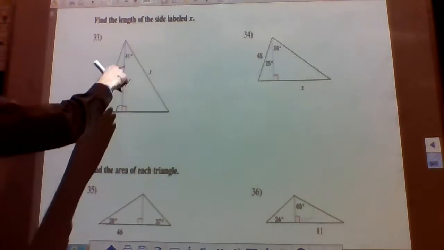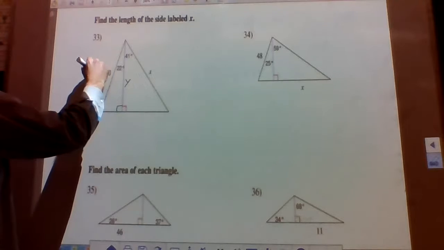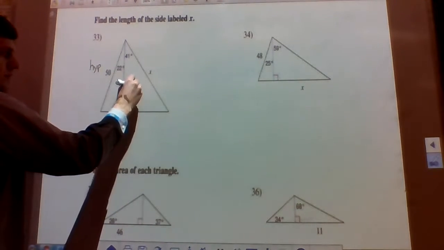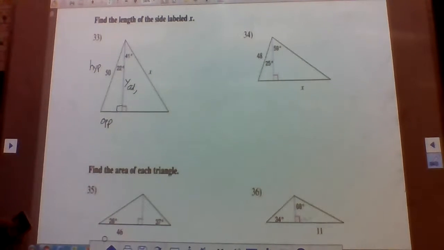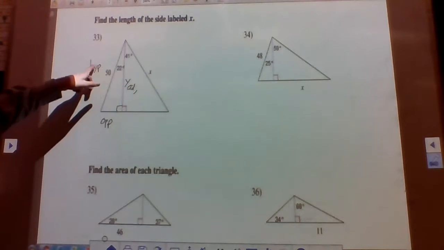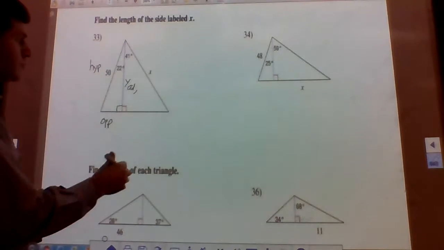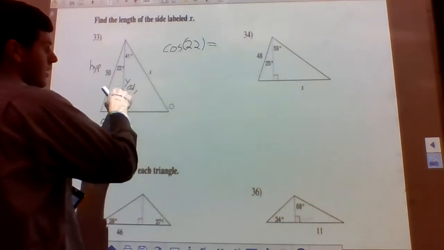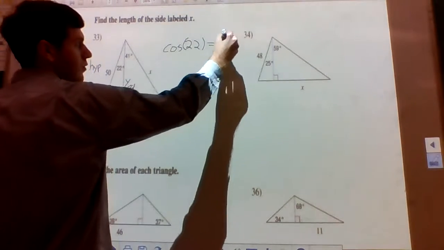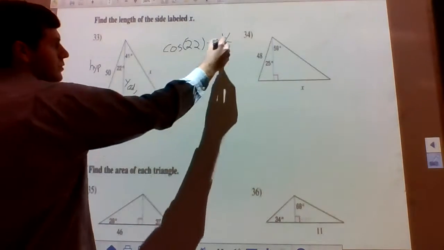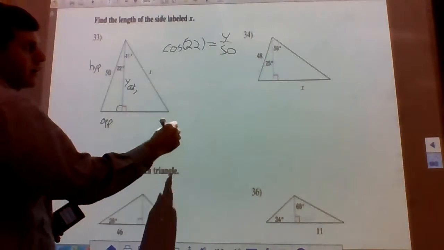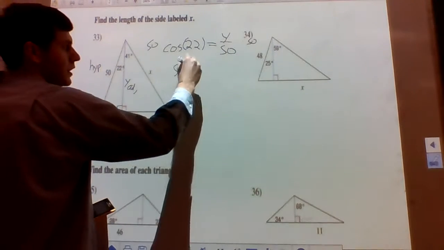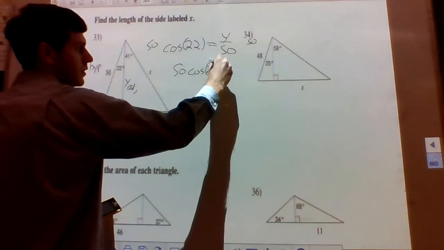If we look at this triangle, here's the hypotenuse. This is the opposite side. And this is the adjacent. So we have information on the adjacent and the hypotenuse. So we're going to use cosine of 22, and that's going to equal adjacent, which is y, over the hypotenuse, which is 50. To solve for y, we're going to multiply both sides by 50. So we're going to get 50 times the cosine of 22.